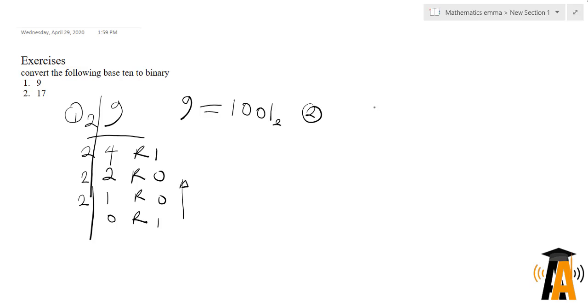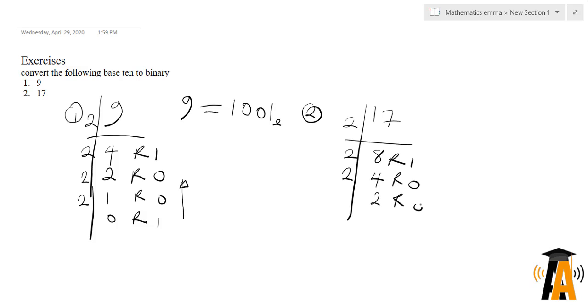So let's go to the second example quickly. We have 17. We divide again. So 2 goes into 17 eight times, remainder 1. We have 2 into 8, 4, remainder 0. We have 2 into 4, 2, remainder 0 again. So we have 2 again into 2 is 1, still remainder 0. Then we go again with 2, here cannot go, so 0, and we bring down the 1. So now 17 in base 10, the equivalent of it in binary is going to be 10001 in base 2.